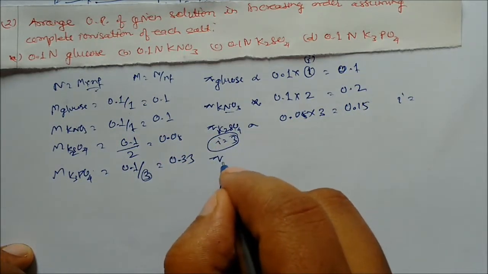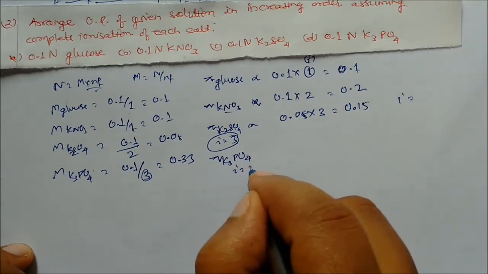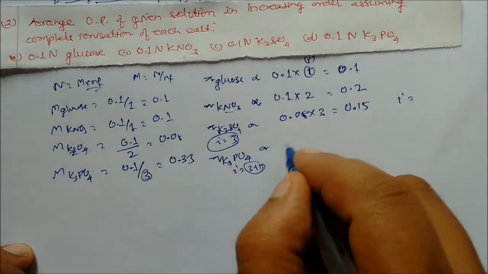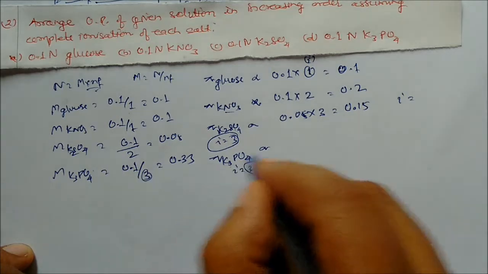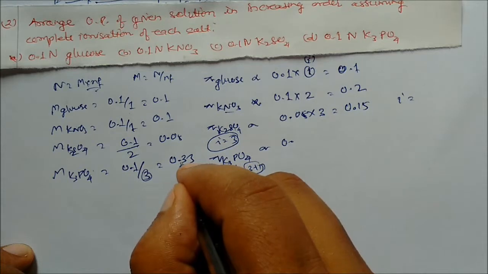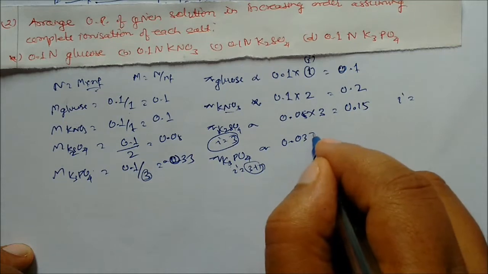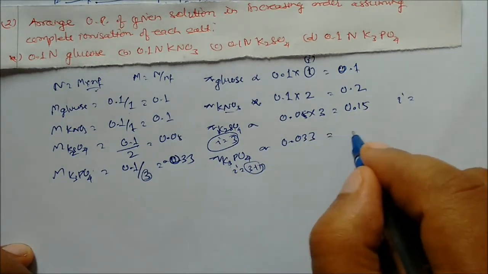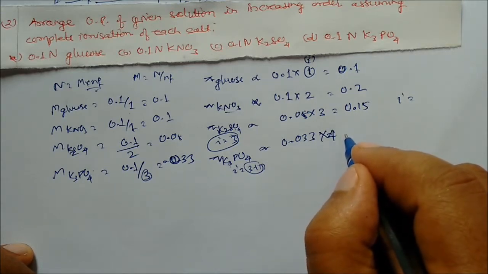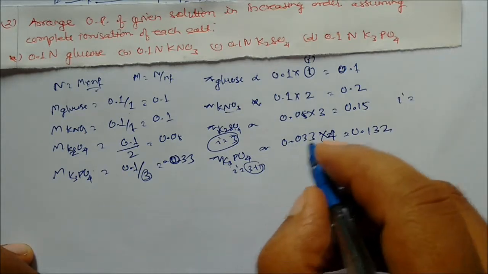Then next is potassium phosphate, K3PO4. Here we can see i equals 3 plus 1, so the value is 4. We can write it as proportional to 4. So the pi is molarity, how much? 0.33. Sorry, this is not 0.3, this is 0.33. So this will be the answer here, multiplied by 4. So here you will get the answer 0.132. Okay, so we can compare here.